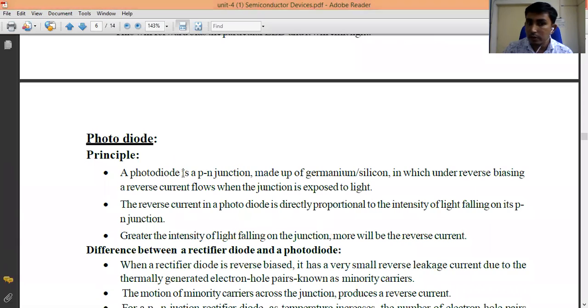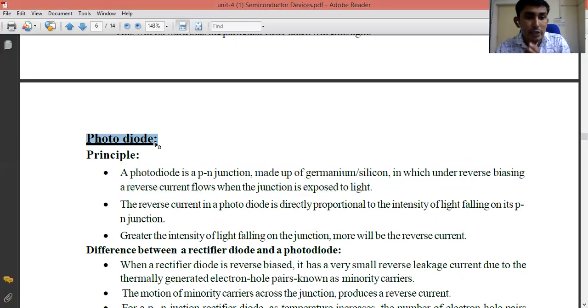special purpose diode, which is nothing else but our PN junction diode, made up of silicon or germanium, which is connected in reverse bias, and its reverse current will flow when the junction is exposed to the light. That type of diode is called a photodiode.